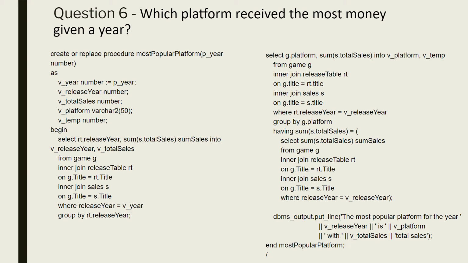The first gathers the total number of sales, or the sum of the total number of sales that corresponds to the year that is in question. And the second select block finds the platform that corresponds to the sum of the total sales. And then I use DBMS output to output the platform that received the most money given a year.